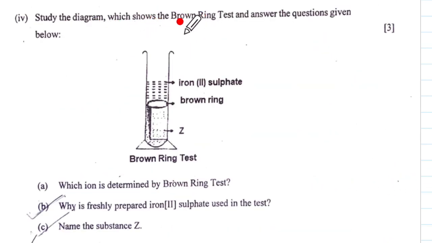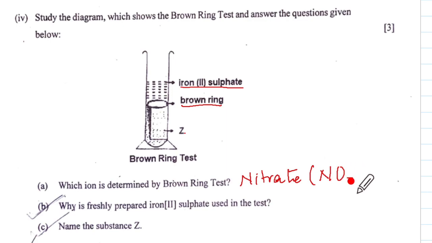Let us come to the fourth subpart. Study the diagram which shows brown ring test and answer the following questions. Iron 2 sulfate, so this is light green in color, brown ring. This Z will be H2SO4 because it's settled down. Let us see what ion is determined by the brown ring test. Now brown ring test is for the nitrate ion. So nitrate ion or nitrate radical, which is NO3 1 minus ion, that is your anion. Okay, actually you could also write over there anion.